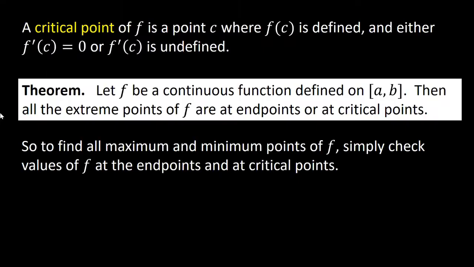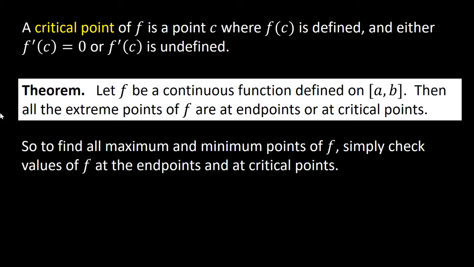So it's useful to define a critical point of a function to be a point in the graph, so the function has to be defined at C, but where either the derivative is undefined or the derivative is 0. Such a point is called a critical point. So these are candidates for local max or min. They're not necessarily max or min.